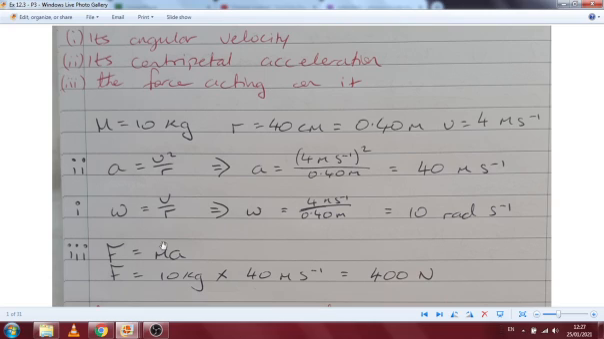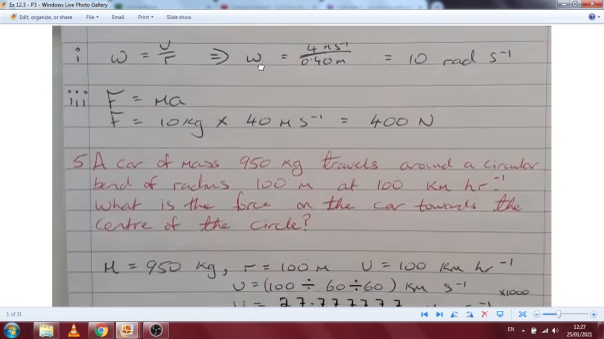Finally, we're asked to find the force acting on it. So again, just like before, once we have the acceleration, we can use F equals ma. So we have the mass of 10 kilograms multiplied by 40 meters per second. So we get a force of 400 newtons. Then that will be the centripetal force acting towards the center.